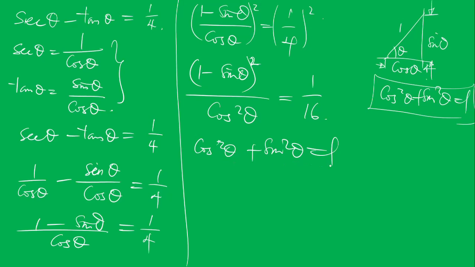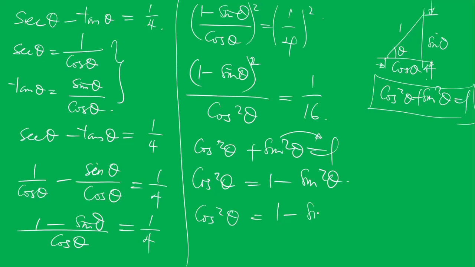So on this note, if we move this sine square theta to the other side, you have cos square theta equal to 1 minus sine square theta. So cos square theta is the same thing as 1 minus sine square theta. Now let's say this is equation 1, this is equation 2.